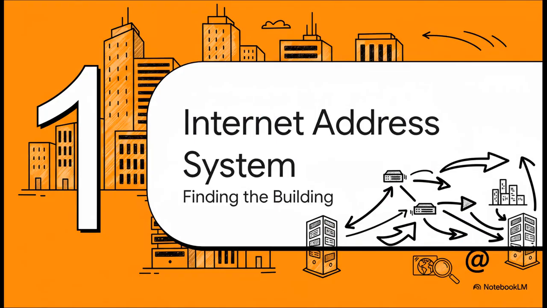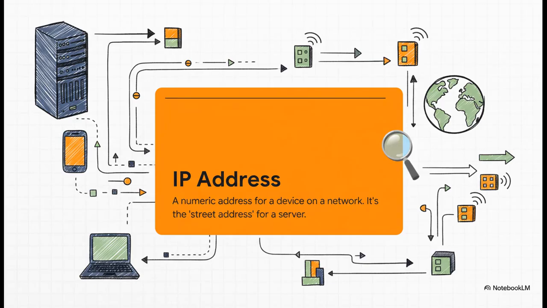Okay, so first things first, before you can find the right office inside that building, you obviously have to find the right building itself. And in our digital city, that's where the IP address comes into play. Every single device that's connected to the internet, your phone, your laptop, that server, has its own unique IP address. It's literally the street address, a string of numbers that tells your data exactly which building in this entire digital world it needs to find.